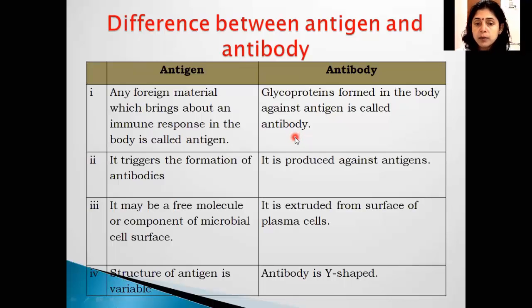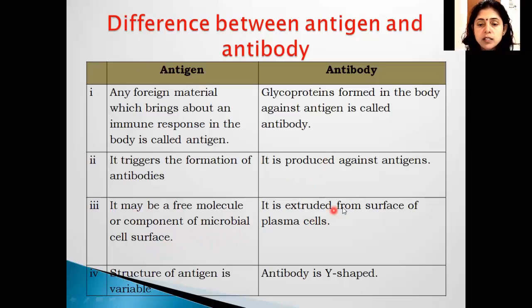We have already seen the types of antibodies, and you also have to remember that point. Some antibodies are free antibodies, and mostly we have seen antibodies forming the antigen-antibody complex. Antigens trigger the formation of antibodies, while these antibodies are produced against the antigen. Antigens may be free molecules or components of the microbial cell surface.